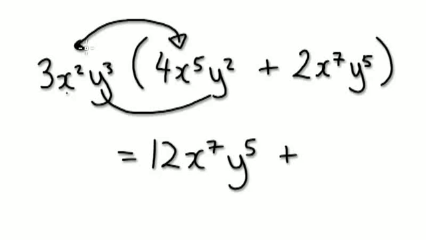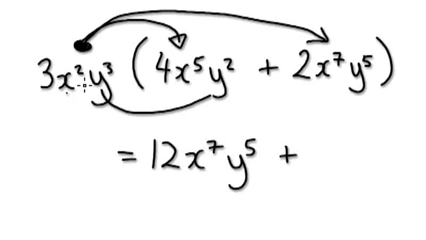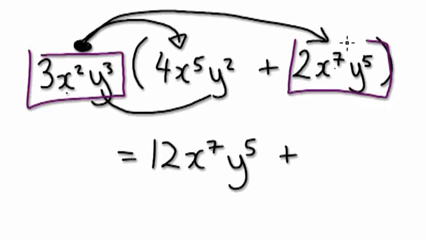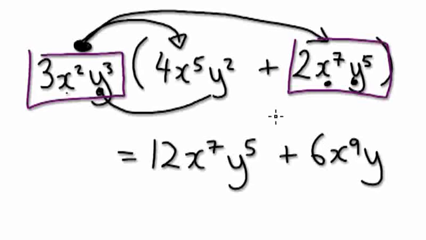And now you've got to do this thing times with this thing here. So now 3 times with the 2, that would be 6. And then the x merged with the x over here, so that would be x to the power of 9, and then the y here merged with this y here, so that would be y to the power of 8. Okay, so let me give you a few more examples.